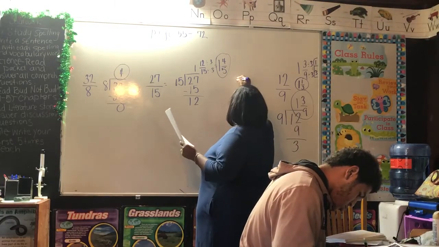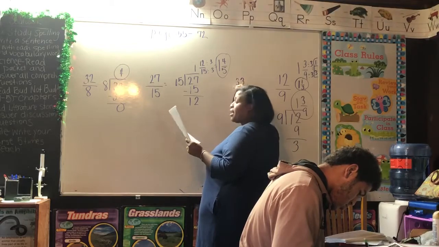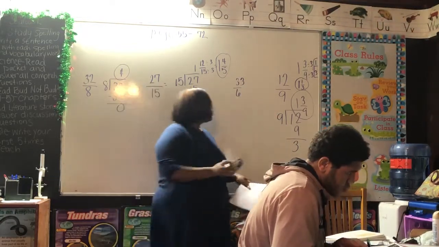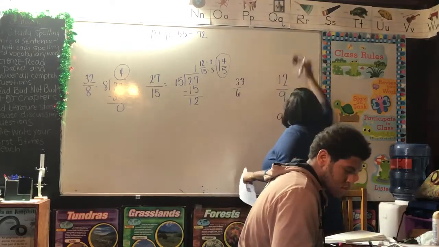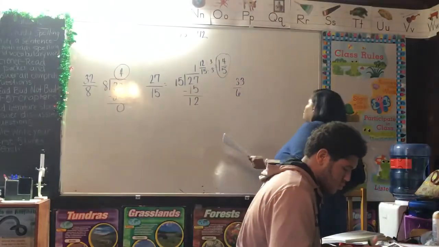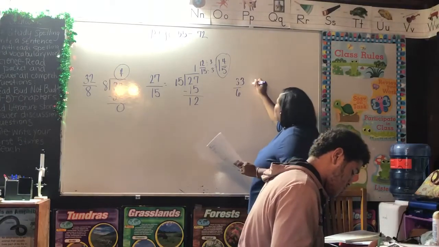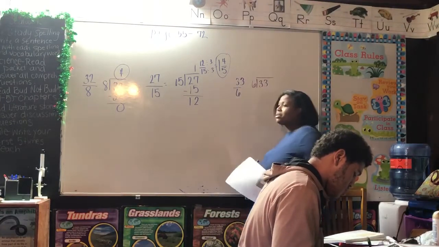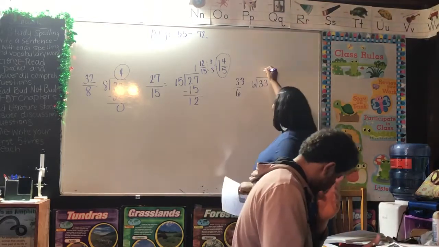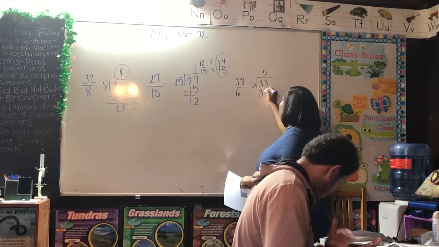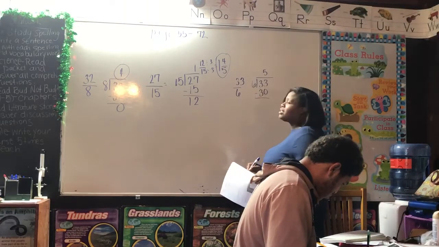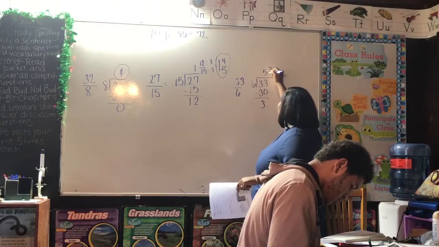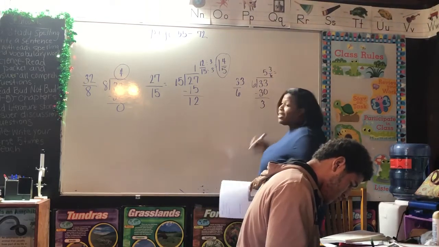Next we have 33 over 6, right? All right, well, we're going to go ahead and start our dividing. 6 goes into 33. How many times? 5, because 6 times 5 is what? 30. Good job, Ashton. 33 minus 30 is 3. So we have 3 over 6. Is this all the way down?